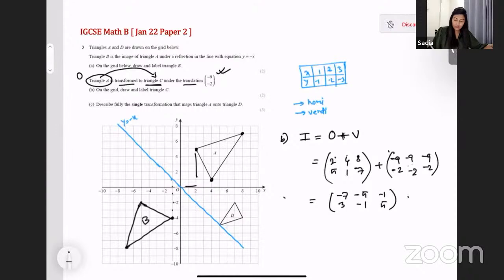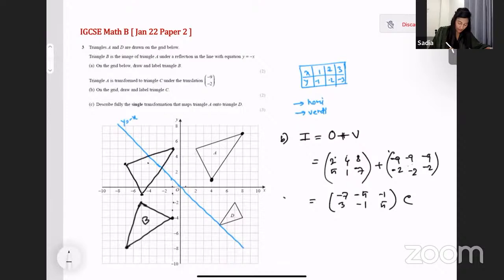Okay, so these are the coordinates for triangle C. Next I will just draw it here. It's triangle C: -7, 3, then -5, -1, and then -1, 5. So that's triangle C.